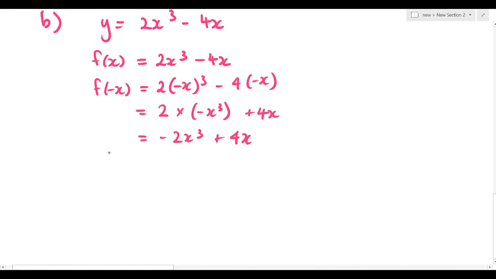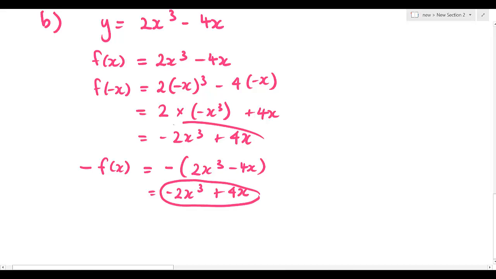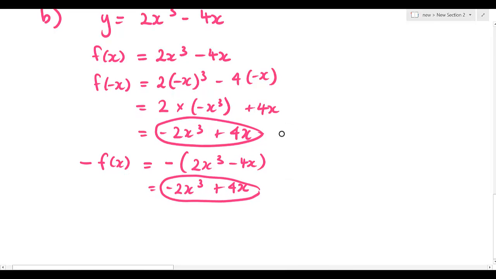So once you define what f(-x) is and it doesn't work and the end product's not equal to f(x), then move on to f negative of f(x). So that's the negative of the whole function. So the negative of 2x cubed minus 4x. So negative 1 times 2 gives you negative 2x cubed. Negative 1 times 4x becomes positive 4x. And you can see that this end product here is the same as this end product. So this output's the same as this output.